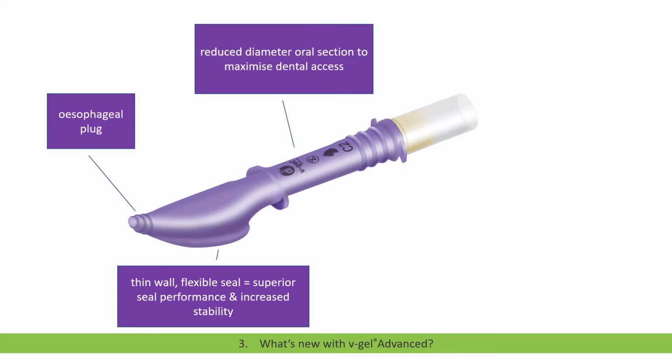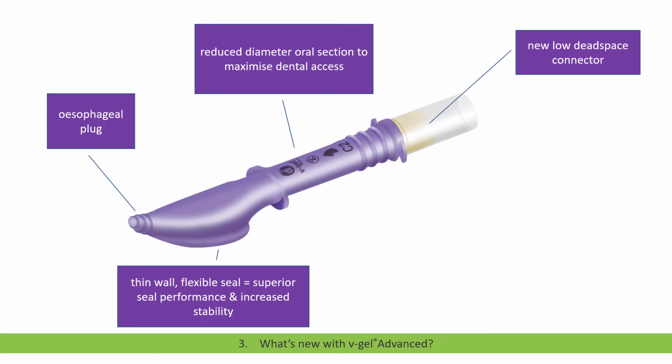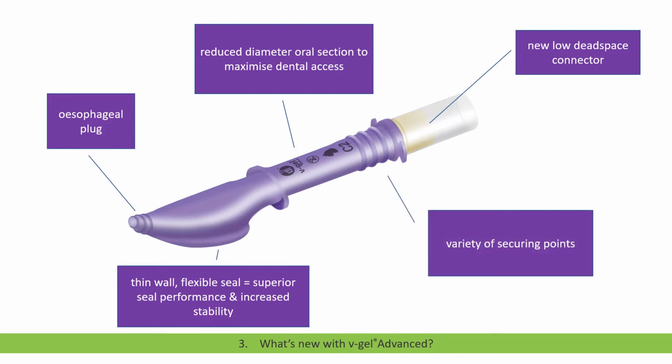You've got this reduced diameter oral section, so the device is slimmer than the original V-gel, but you've still got that nice wide airway that's reducing the airway resistance throughout the device. In the smaller feline devices, we've got the new low dead space connector. That makes feline anaesthesia in smaller patients safer, but again, we're maintaining that airway diameter through the device. A variety of different securing points, slightly different to the original V-gel. You'll notice a little difference in shape there. That's been done to improve oral access and to make dentistry easier.